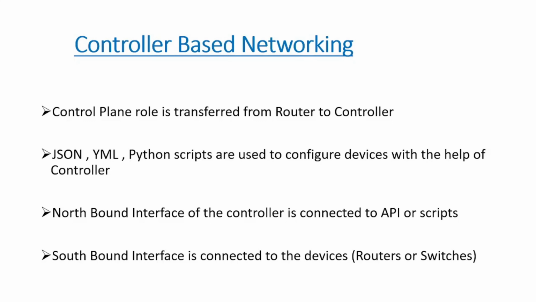Now the controller, say for example the DNA Center controller, has two logical interfaces: one is northbound and the other is southbound. The northbound interface of the controller is connected to the APIs, application programming interfaces, the software interfaces or scripts. Through the northbound interface, we deploy the scripts to the controller with the help of the API. The southbound interface is connected to the devices, routers or switches, and we are pushing the scripts to the routers or switches to configure them through the controller.